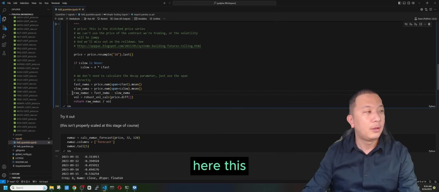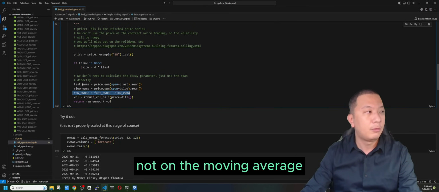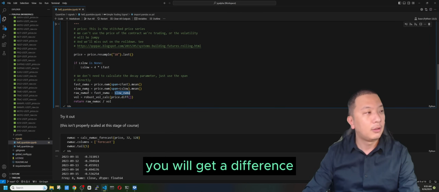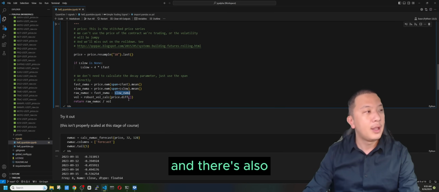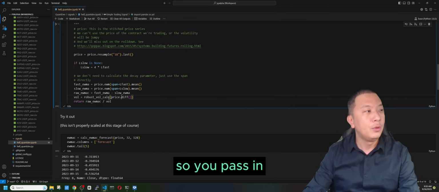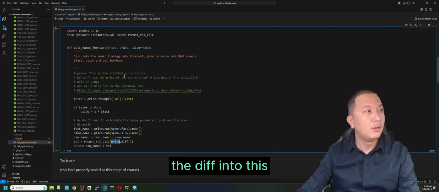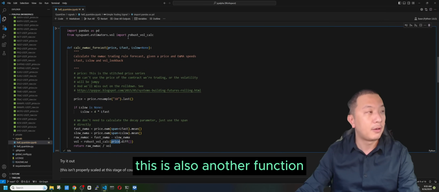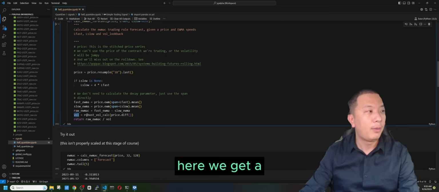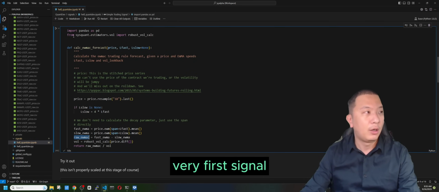Here, we are really interested not in the moving average price, but in the difference between them. So we take the fast minus the slow moving average, and you get the difference from those two moving averages. There's also one feature we want to control, the volatility, right? So you pass the price diff into this robust vol calculation. This is also another function we have from PySystematicTrade. Here we get a volatility, so you divide the differences by the volatility of your prices. This is our very first signal.